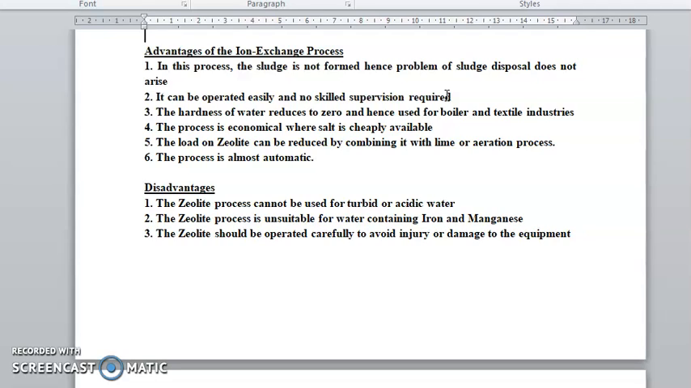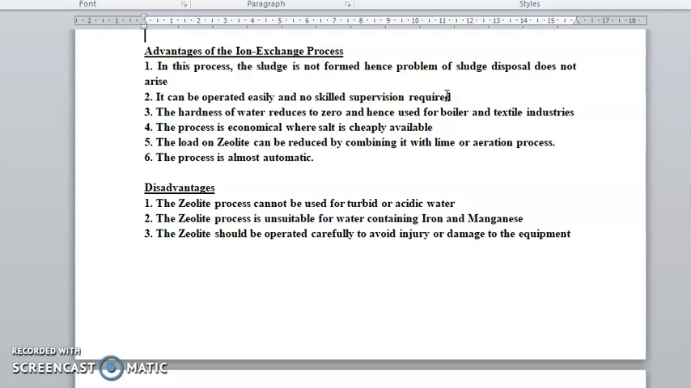This is very important: it is operated easily, and no skilled supervision is required. Sludge is not formed. Hardness is reduced to zero, which suits boilers and textiles. This process is almost automatic. Now, the disadvantages.